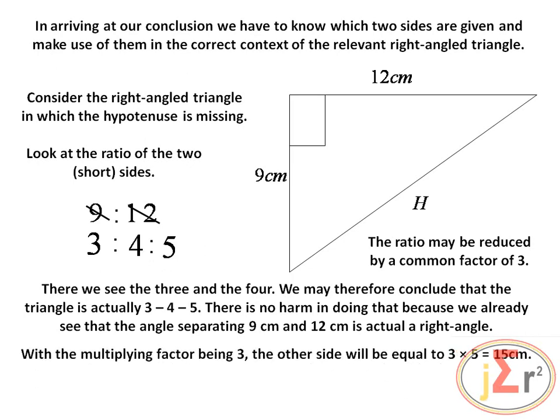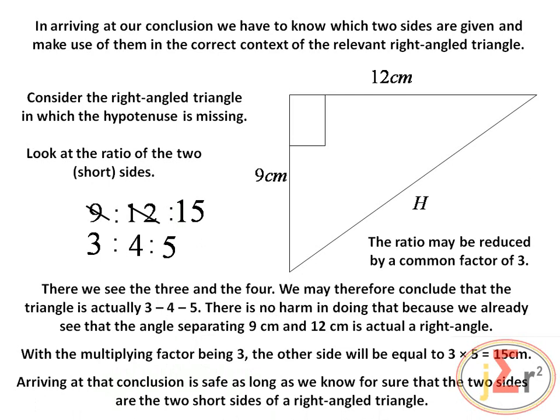With the multiplying factor being 3, the other side will be equal to 3 multiplied by 5, which is 15 centimeters. And as I said before, we should be able to do that mentally. We should be able to see 9, 12, reduced by a common factor of 3, we see 3, 4. The other one is 5. 5 multiplied by 3 is 15, and we are done.